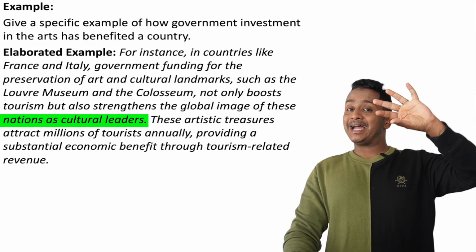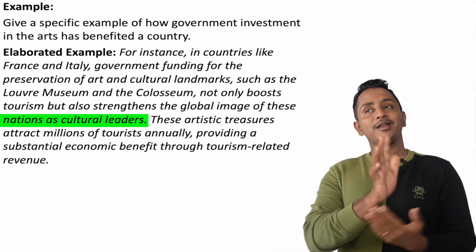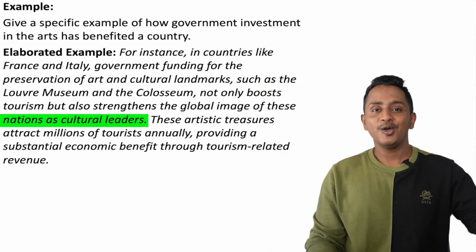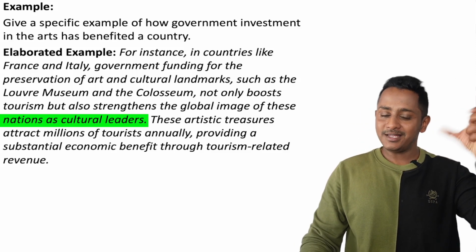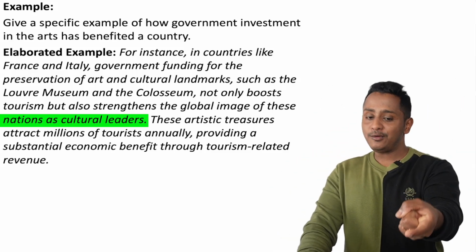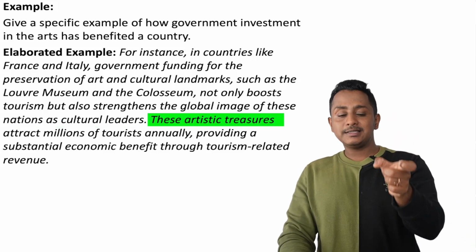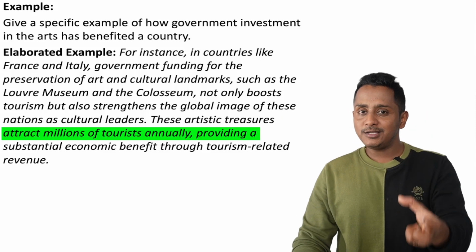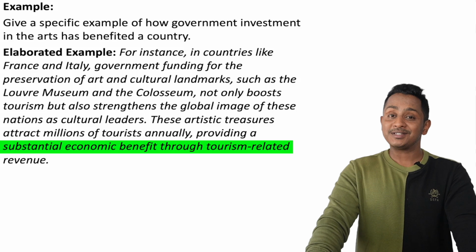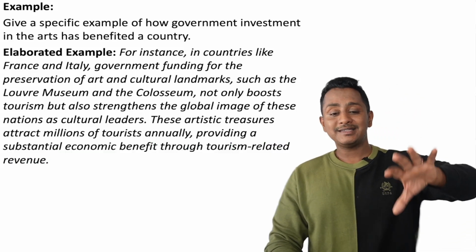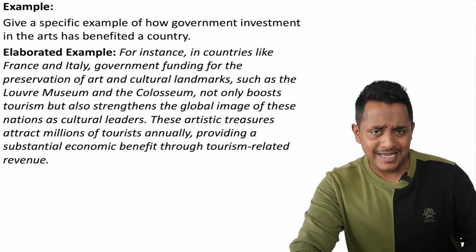That's what we wrote, cultural identity, in the first line. The second line is also a continuation of this. Now for the example, you cannot write something else. The example also has to align with what you wrote right above: cultural identity. These artistic treasures attract millions of tourists annually, providing a substantial economic benefit through tourism-related revenue. This is what an example looks like. I've written it in probably 2 sentences. You can divide them and write in 3 or 4 sentences as well.